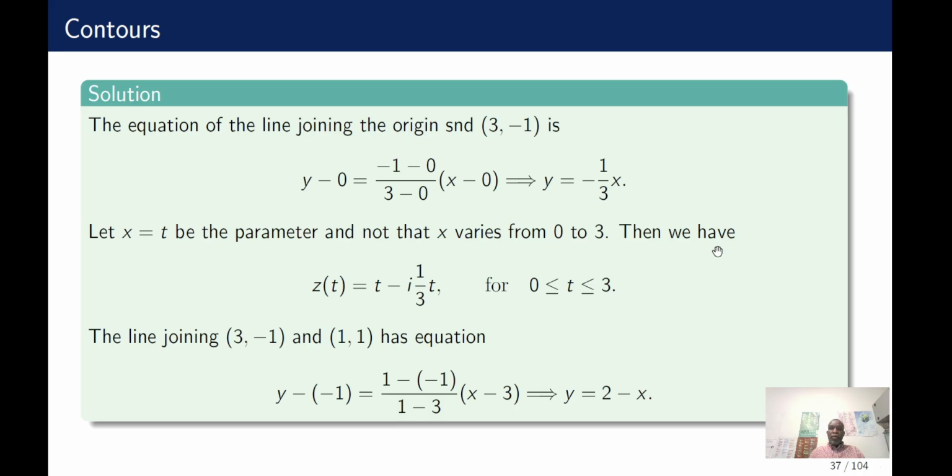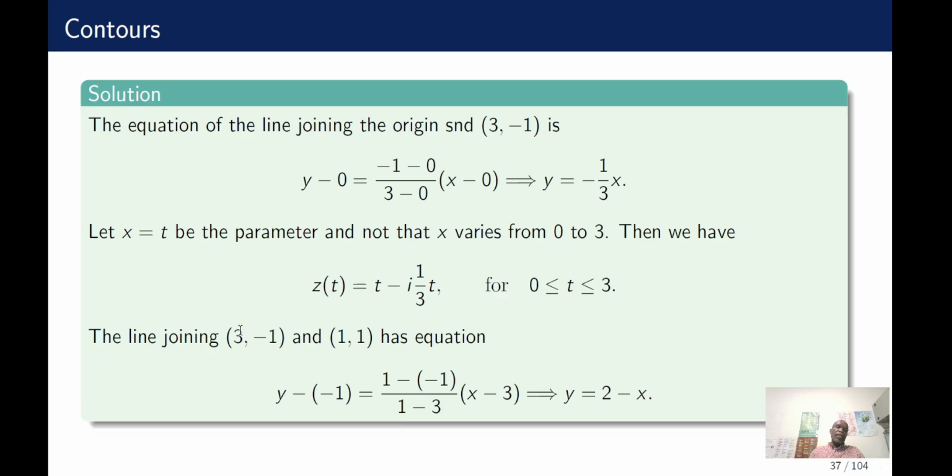So if we now want to trace out our z, our points, the real part is x, which is our parameter t. The imaginary part is -1/3 t, because x is t. So it's -1/3 t, and the variation is from 0 to 3. That gives us the parameterization for the first part: t - (1/3)t i.